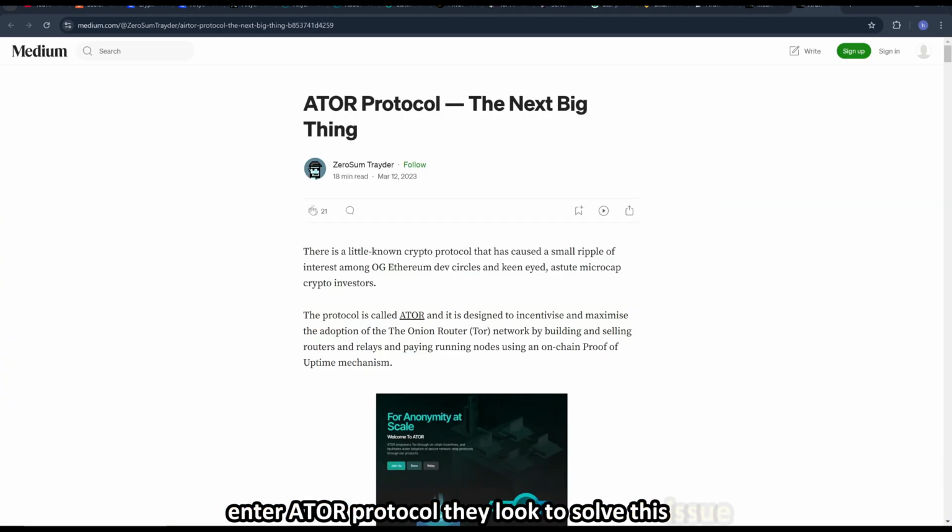Enter ATOR protocol. They look to solve this issue by providing the incentive. People that ran the relays or nodes for the Tor network would be rewarded for doing so in the ATOR token. A very simple, real-life business model helped by the use of cryptocurrency. And the reaction was as you'd expect. Tor was stagnating, and in their first year, after only a few months, ATOR hit 2,000 relays, around a third of what Tor had at the time.